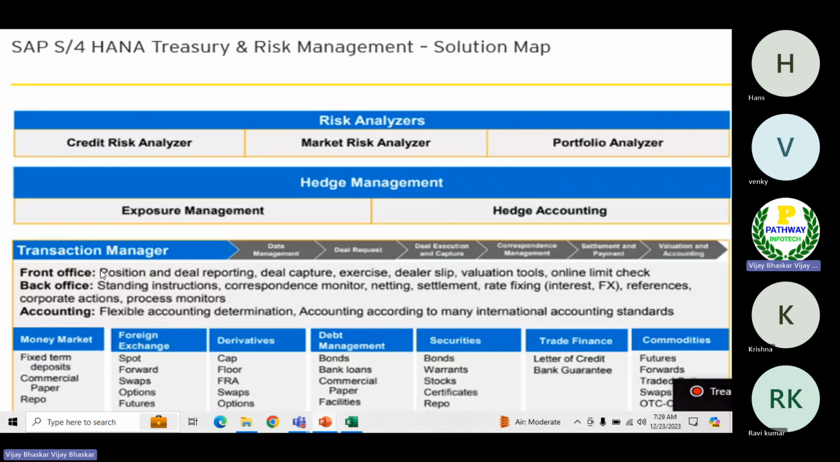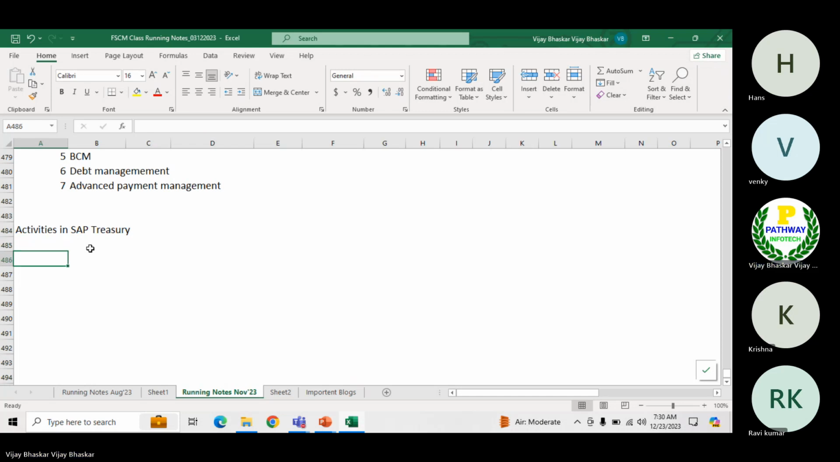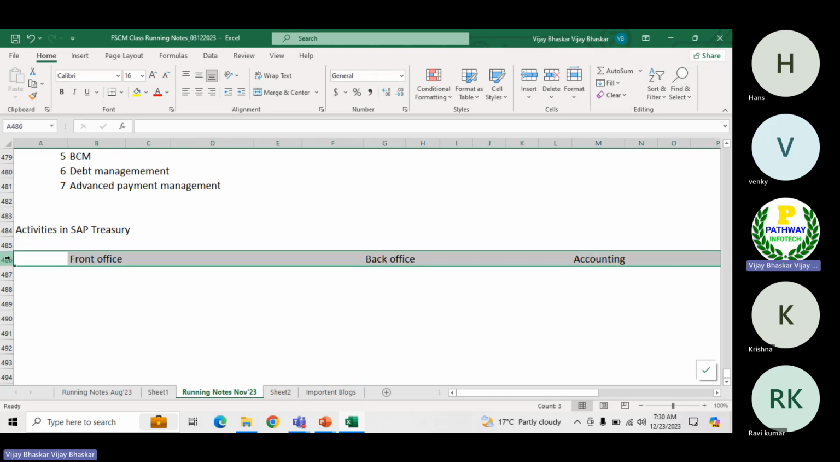one is the front office, back office, accounting. These are the activities which we are going to perform in SAP Treasury. So now the activities in SAP Treasury. Number one is, let's say, the front office. Let's say the back office. Then accounting. So these are the activities which they are going to perform, which we will also see practically.